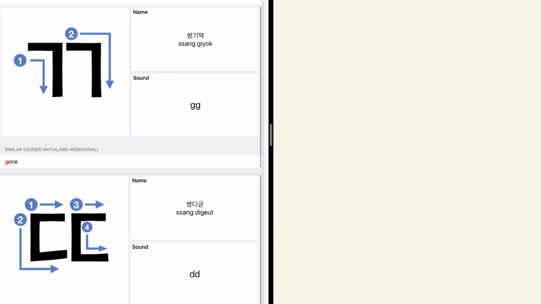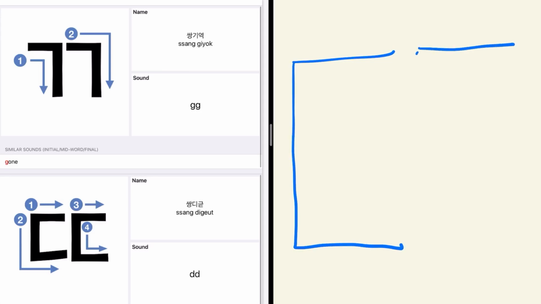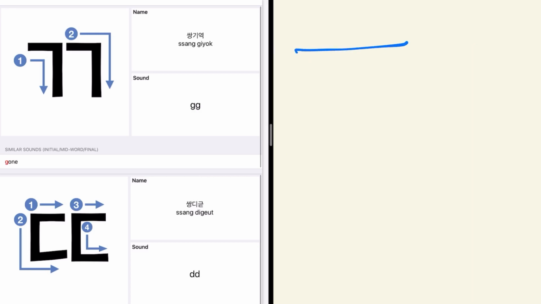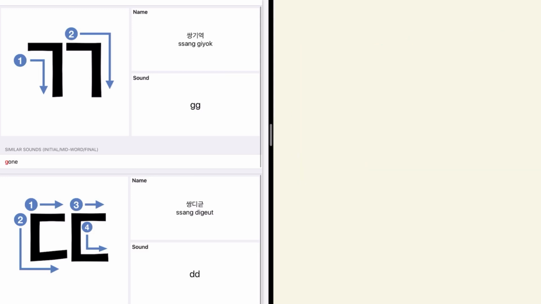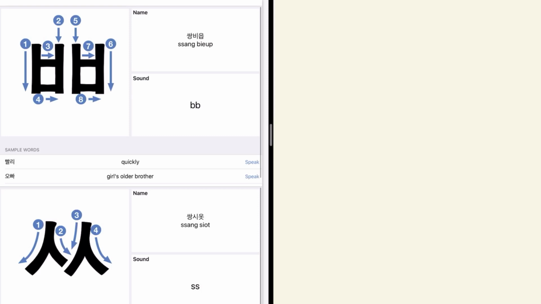쌍디귿. 1, 2. 1, 2. So 1, 2, 3, 4. Okay. 1, 2, 3, 4. Okay, so good. Next one. 쌍비읍.